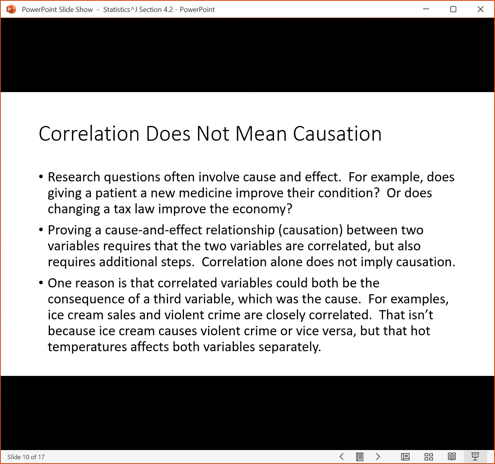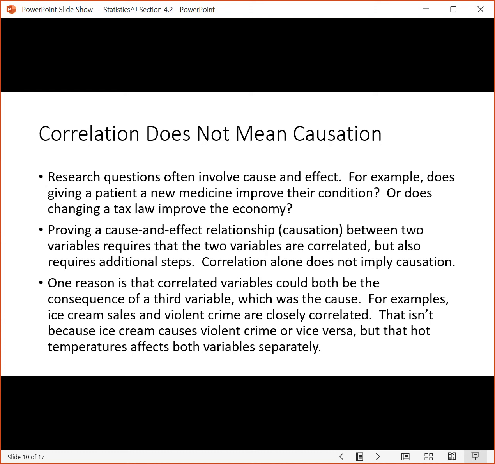All right, so proving a cause and effect relationship, which is what we call causation, between two variables requires that the two variables are correlated, but it also requires additional steps. So it's not enough to have correlation. And we can see why by looking at an example. One reason is that correlated variables could both be the consequence of a third variable, which was the cause.